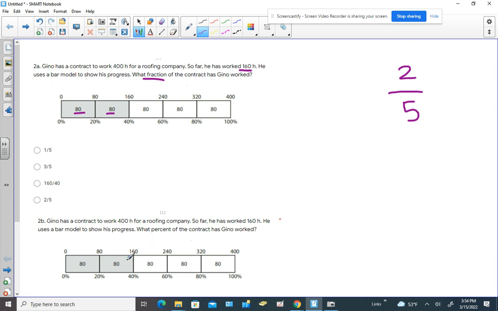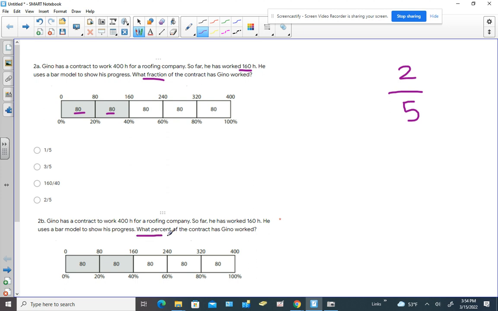Now for part 2B, if we take that fraction, we can use that to help us answer the question, or we can even look at the tape diagram. Gino has the same question, right? So the words are not changed, but let's read it again. Gino has a contract to work 400 hours for a roofing company. So far, he has worked 160 hours. He uses a bar model to show his progress.